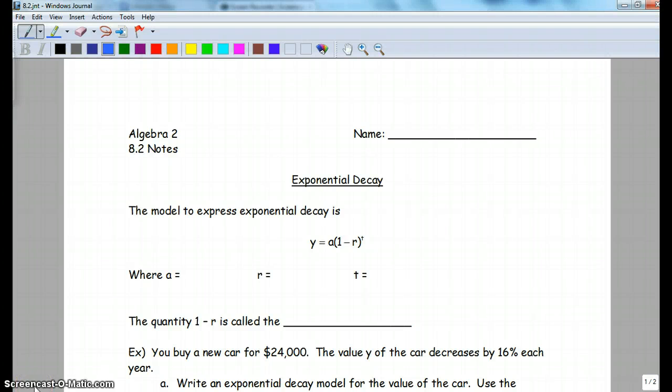All right, so yesterday we talked about exponential growth. Today we're going to talk about exponential decay. And here's our model. This is what we're going to use for pretty much all of our exponential decay models.